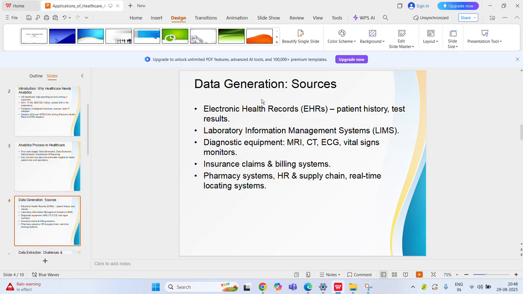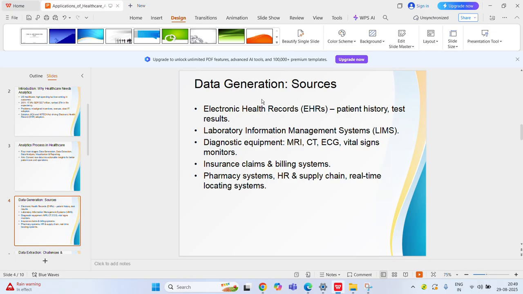Yes, so this is the data generation slide. When it comes to data generation, there are some sources through which the data gets generated. First is EHR, electronic health record, and its abbreviation is EHR. EHRs have become one of the largest sources of digital information on the health and well-being of patients.